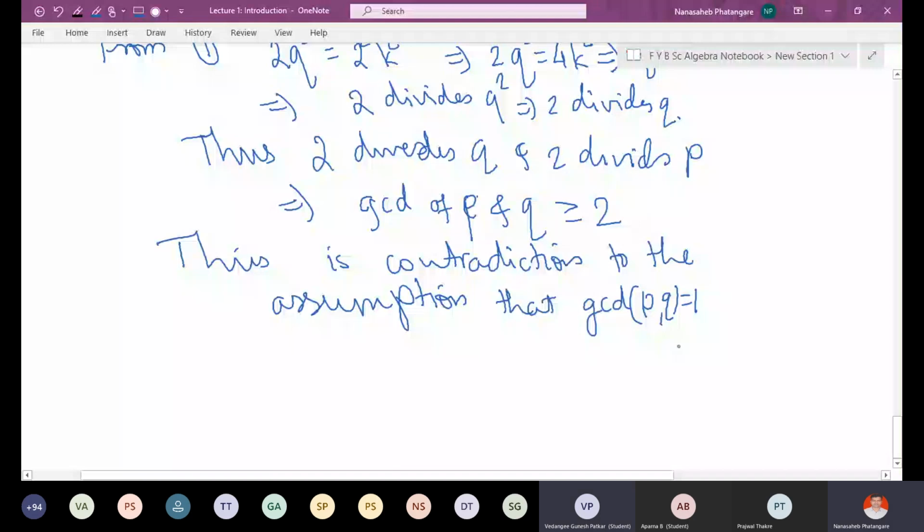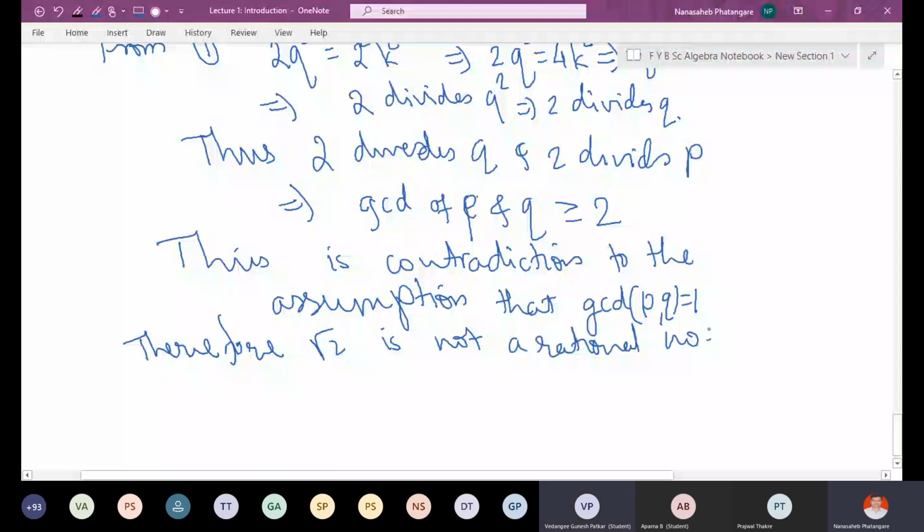And what leads us to the contradiction? We assumed that root 2 is a rational number, and that leads us to a contradiction. Therefore, root 2 is not a rational number. Right, so now we are sure that root 2 is not a rational number.